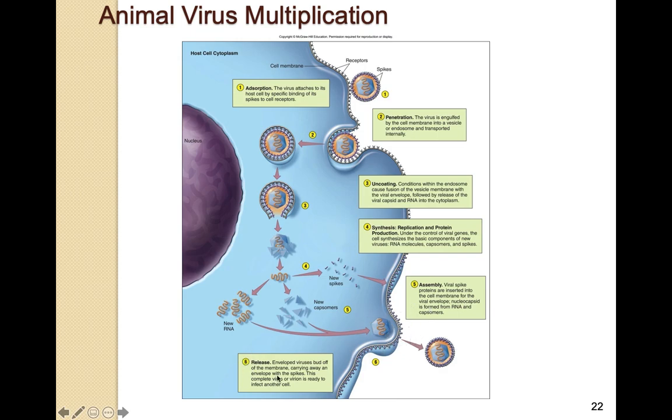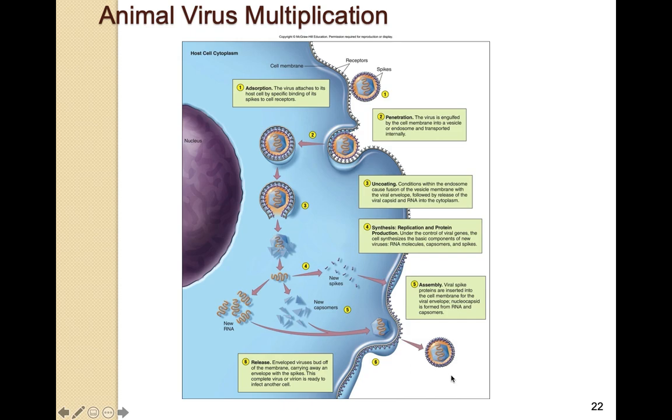So then the last step is step number six, release. For the enveloped virus, you guys can see here, it's going to get up real close to the cell membrane and start pushing its way through. The exact opposite concept of entry is going to happen. It's going to push through, and eventually a little bubble is going to form around it and it's going to pop through.